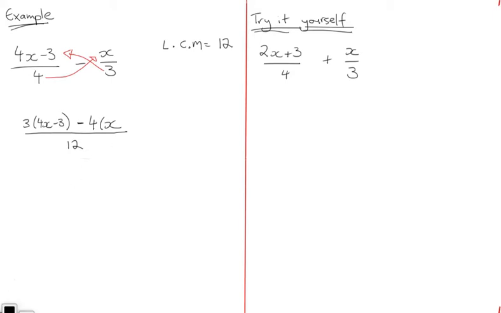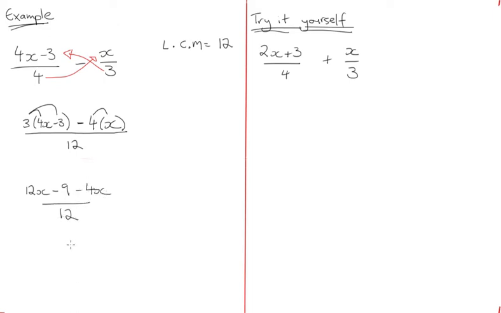But now that we found the lowest common multiplier, we have 12 at the bottom, and we have to multiply these out first, okay. So 3, and then we multiply 3 by this, and we multiply minus 4 by this. So let's do that down here. 3 by 4x is 12x, and then 3 multiplied by minus 3 is minus 9, and minus 4 multiplied by x is minus 4x, and that is over 12.